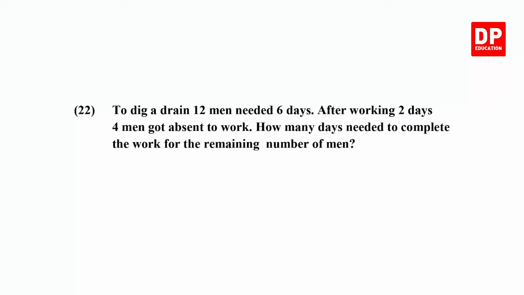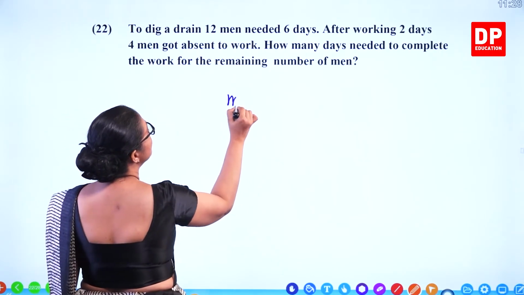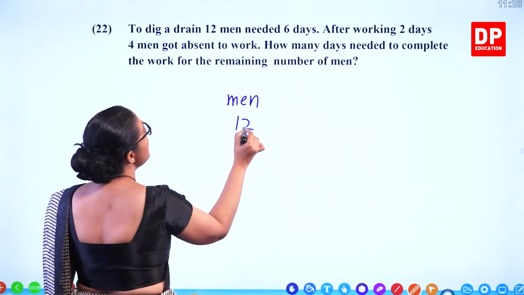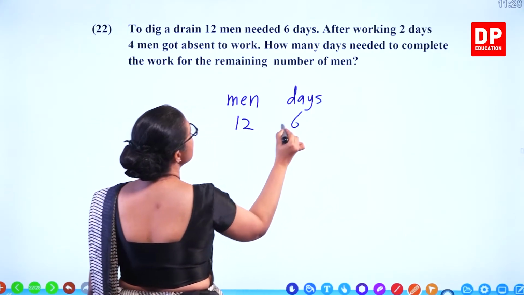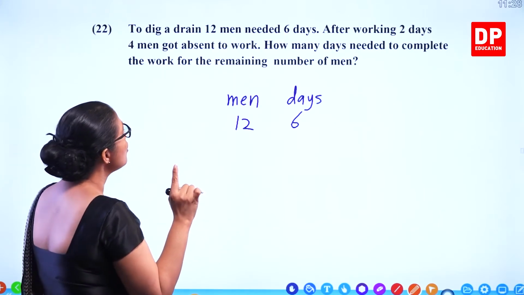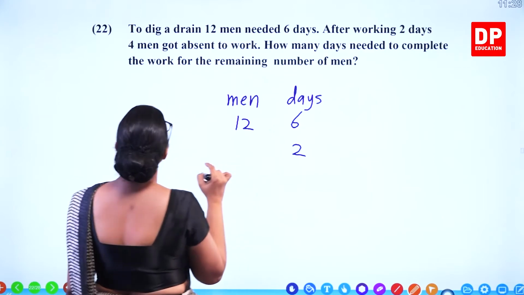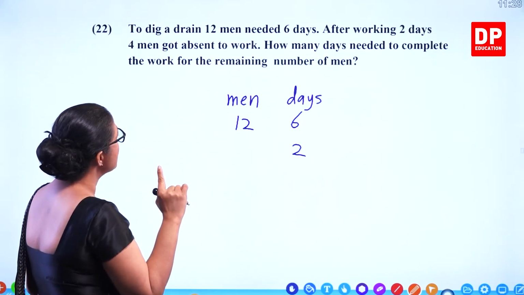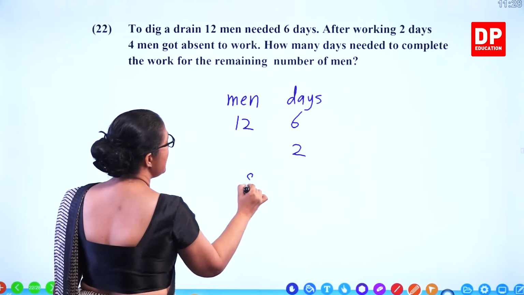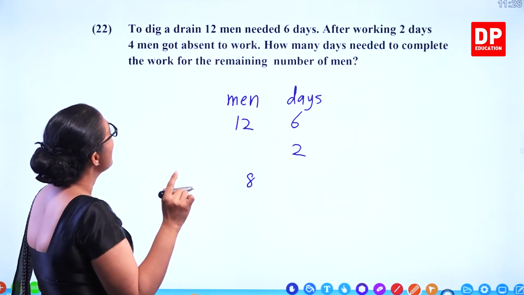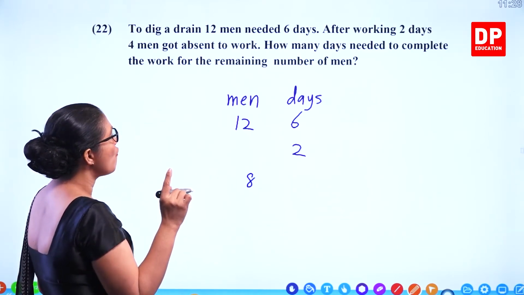Question number 22. To dig a drain, 12 men needed 6 days. After working 2 days, 4 men got absent. So what's the amount now? 12 minus 4, that means 8 remaining. How many days are needed to complete the work for the remaining number of men?